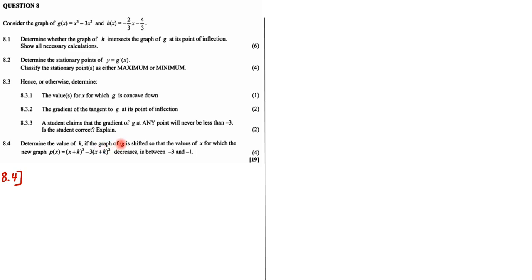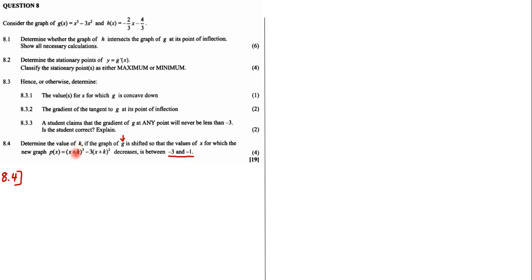Now this graph of g, because it's a cubic function, has some parts that are increasing and some parts that are decreasing. Currently there is a certain part where we know that it is decreasing. But then this graph has been shifted by k units in such a way that this old area where it was decreasing has been shifted into -3 and -1.